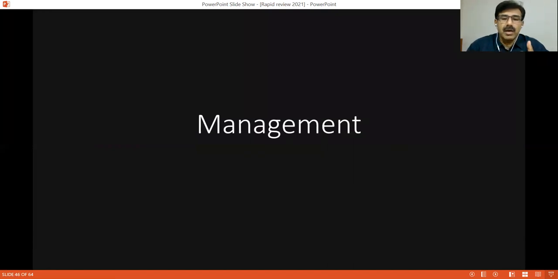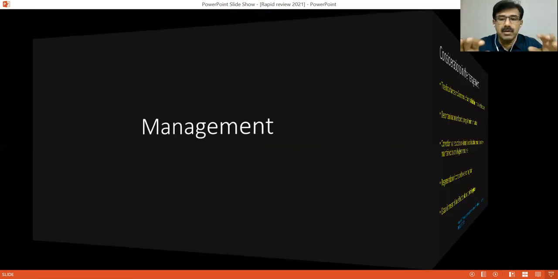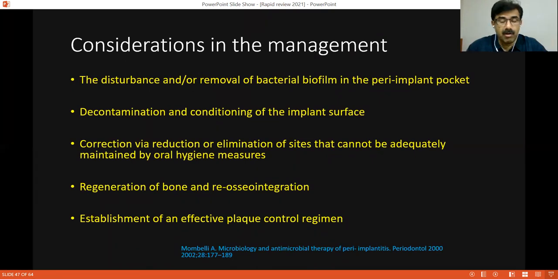Now, we have placed an implant. We have advised the patient to maintain good oral hygiene. In spite of that, we know that there is an incidence and prevalence of around 50 to 80% of periimplant lesions. How are we going to manage them? These are the different tenets or protocol on which you are going to manage periimplant diseases. One, similar to your periodontitis or gingivitis, you have biofilm or plaque and calculus attached to the implant surface. So the first idea will be removing this biofilm from the periimplant sulcus. That is the first one.